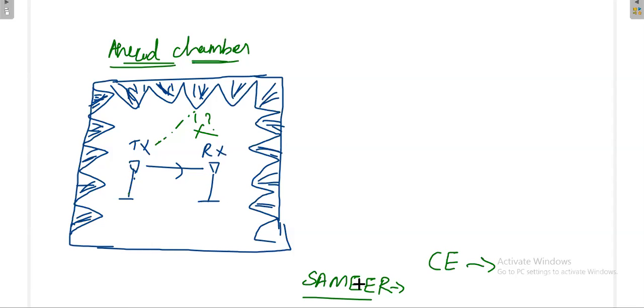That means what? Your device should not disturb the operation of the other device, and also it should not be disturbed by the operation of other devices. That is the main idea.